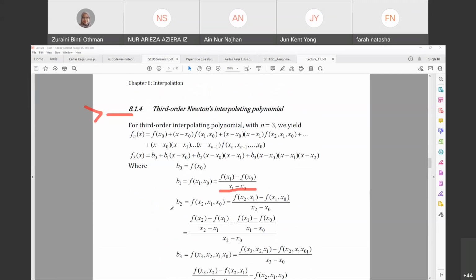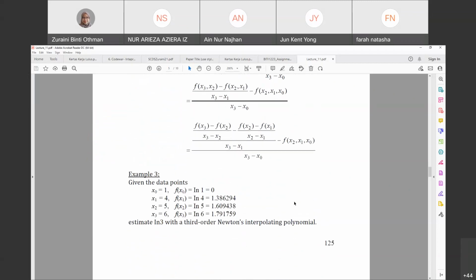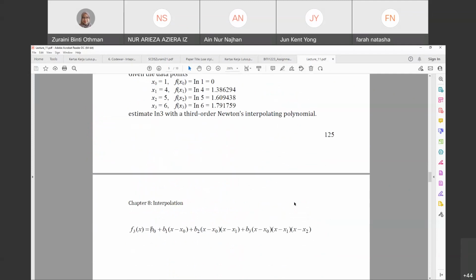Okay. And this B2 is from after you develop this, you get the B2. Yang ni B2 pula. Gradient yang baru daripada previous gradient tu. Tapi dia guna 3 titik dekat situ. Okay, kita boleh tengok kita boleh buat pun. Kejap kita buat lah.